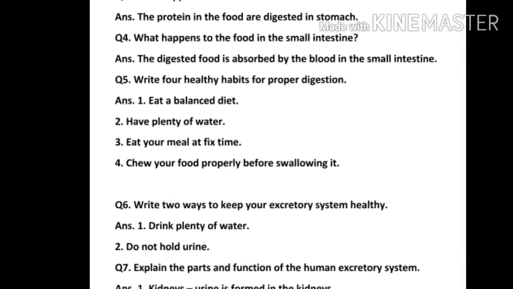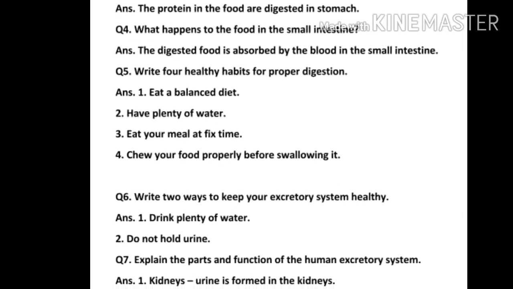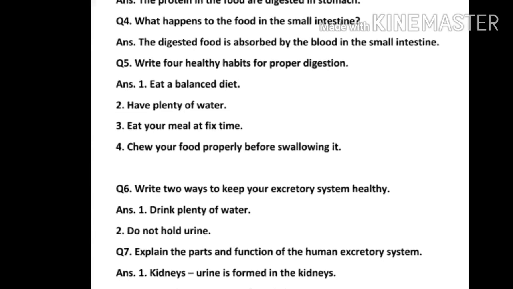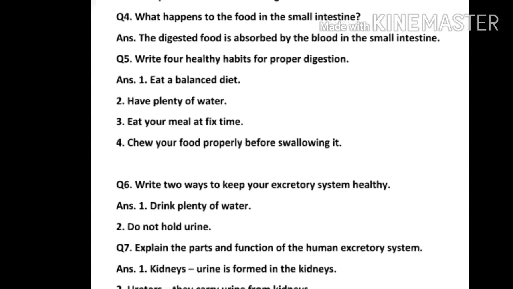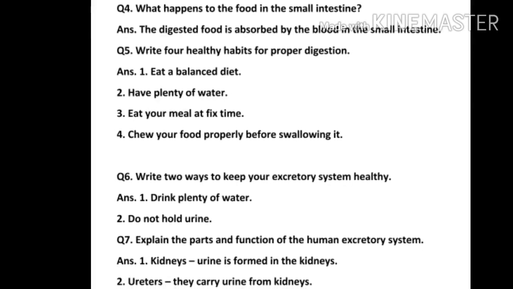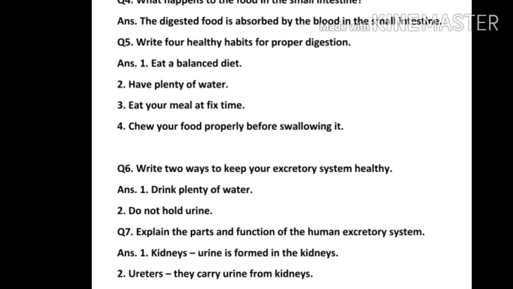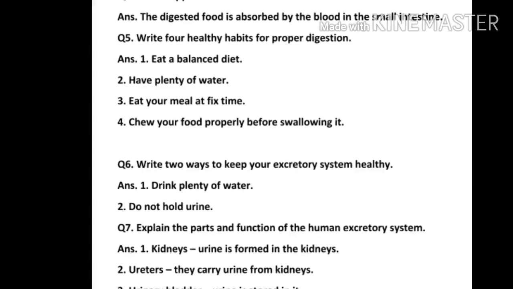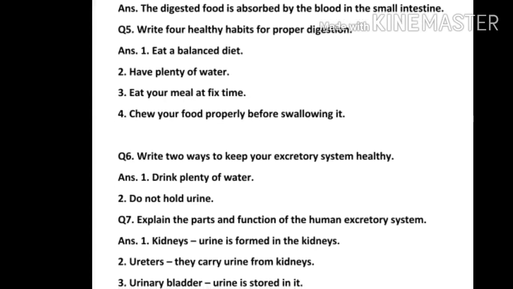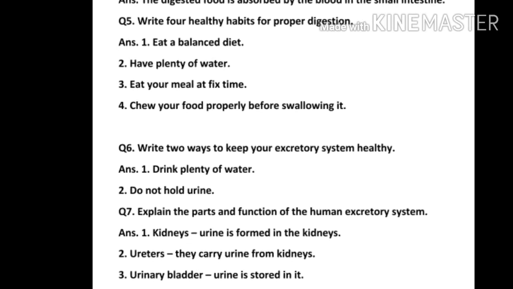Next question is, explain the parts and the function of the human excretory system. The first part of the excretory system is kidney, and its function is urine is formed in kidneys. Next we are having ureters. They carry urine from kidneys. Next is urinary bladder, and its function is urine is stored in it. And the last is urethra, and its function is urine is passed out from it.